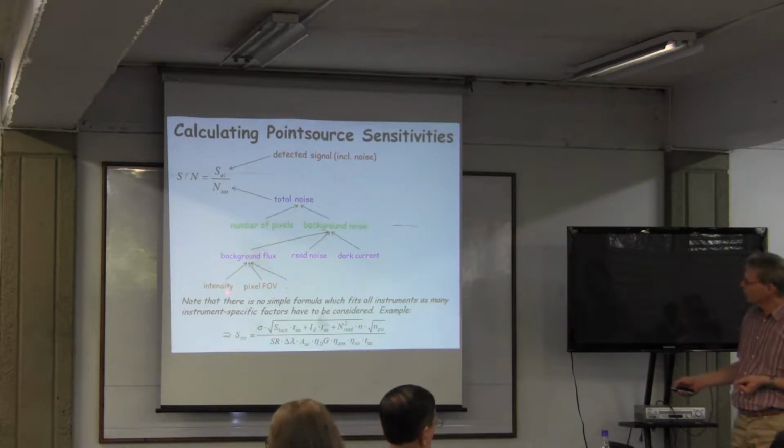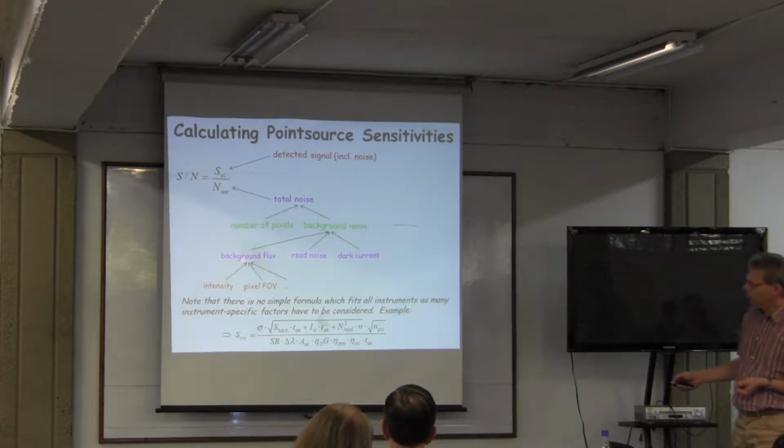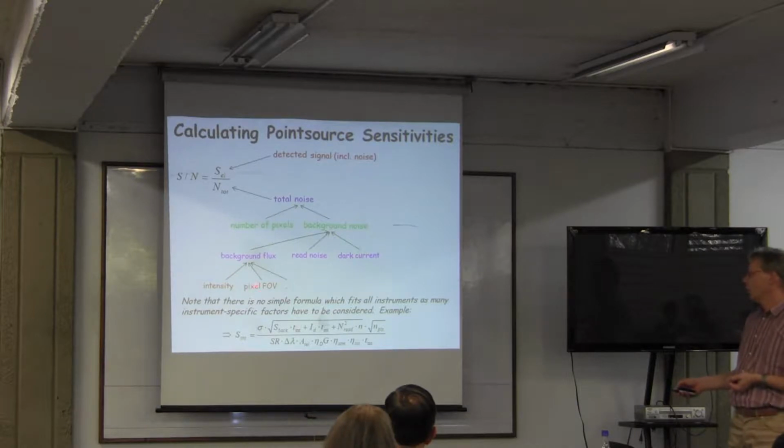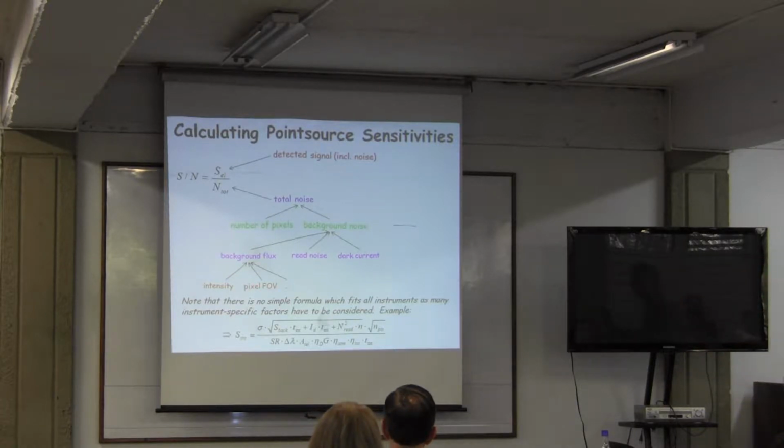And all these sources again have some components. They depend obviously on the intensity, which depends on the wavelength, on the size of your field of view of a single pixel, for example. You can put that all together and then you usually end up with equations like that, which have a couple of these components in there.